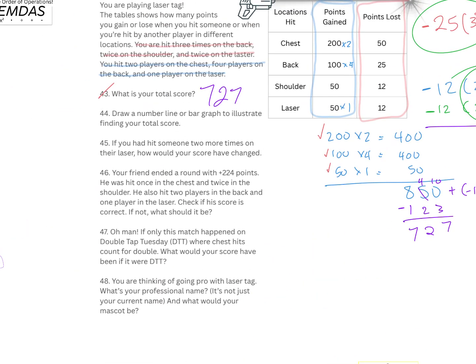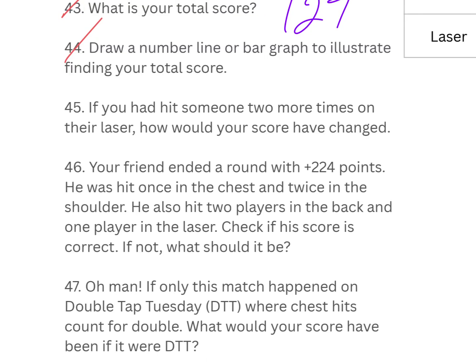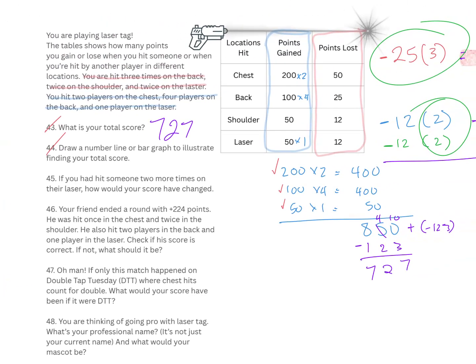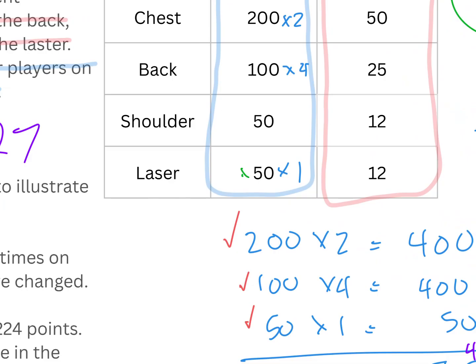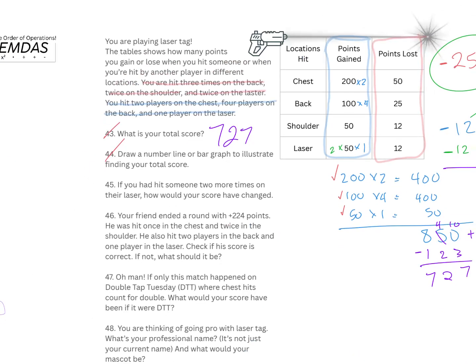Okay, back up here. So we did 43. We've done 44. 45 says, if you had hit someone 2 more times on their laser, how would your score have changed? So we're speaking hypothetically, what if I had 2 more laser shots? Well, that would be 100 more points, right? So my score would be 827.